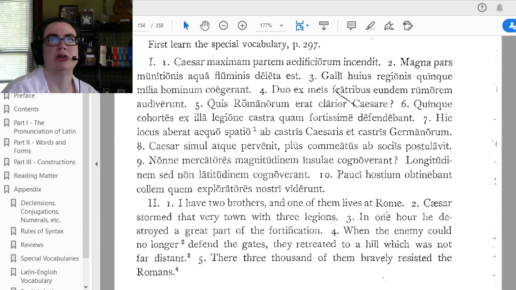Galli huius regionis quinque milia hominum coegerant. So the Gauls of this region gathered together 5,000 of men. 5,000 men. Duo ex meis fratribus eundem rumorem audiverant. 2 of my brothers, from my brothers, they heard the same rumor. Quis Romanorum erat clarior Caesare? Who of the Romans was more distinguished than Caesar? Good.